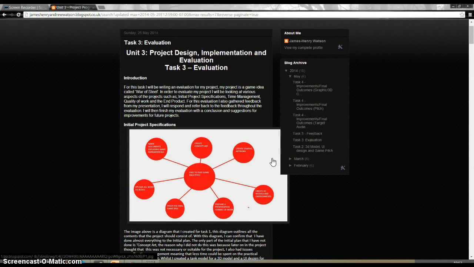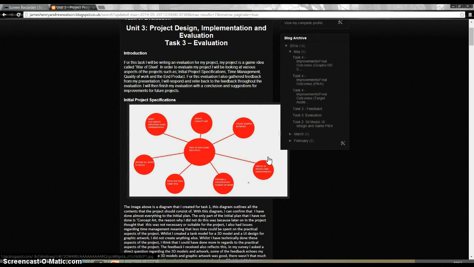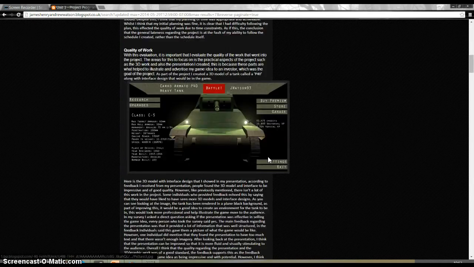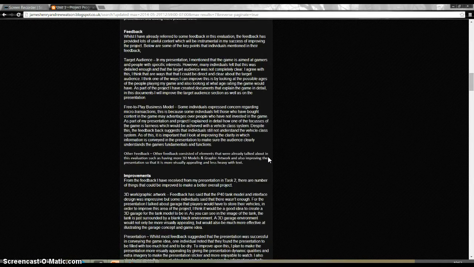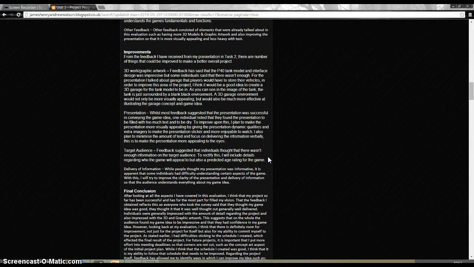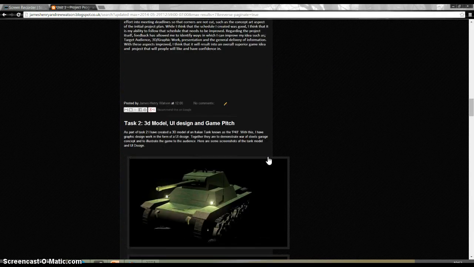Task 3 was an evaluation. I looked at my initial project specifications and compared that with what I achieved in Task 2 to see if I achieved everything I wanted to achieve. I also looked at the time management, the quality of work, and the feedback. I also suggested improvements that I could make in the future of the project, and a final conclusion.